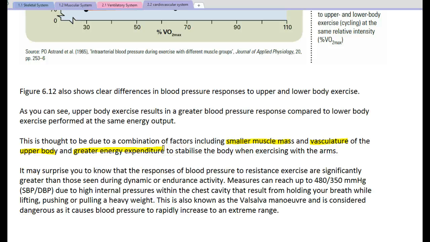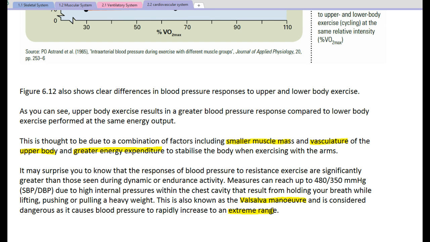Now, it may surprise us to see the response of blood pressure to resistance exercise being significantly greater than those during dynamic or endurance activities. Measures can reach up to 480 over 350 millimeters of mercury due to high internal pressure within the chest cavity that result from holding breath while lifting and pushing or pulling a heavy weight. Now, this is also known as the Valsalva maneuver and is considered dangerous as it does cause blood pressure to rapidly increase to an extreme range.